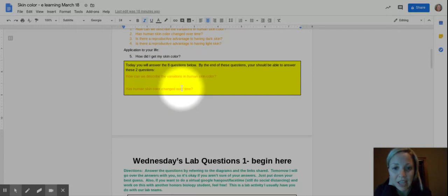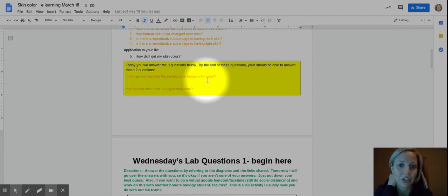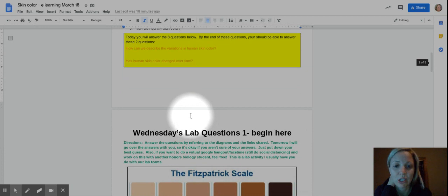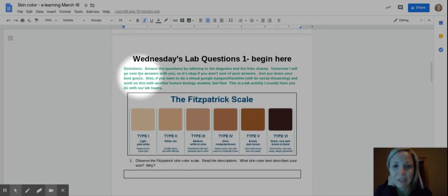Today, we're going to answer 8 questions, and they're all found down below in this document. And by the end of these questions, you should be able to answer these 2 here that are highlighted. How can we describe the variation in human skin color, and has human skin color changed over time? So scroll down to page 2, and here's where they start. So I have some directions.